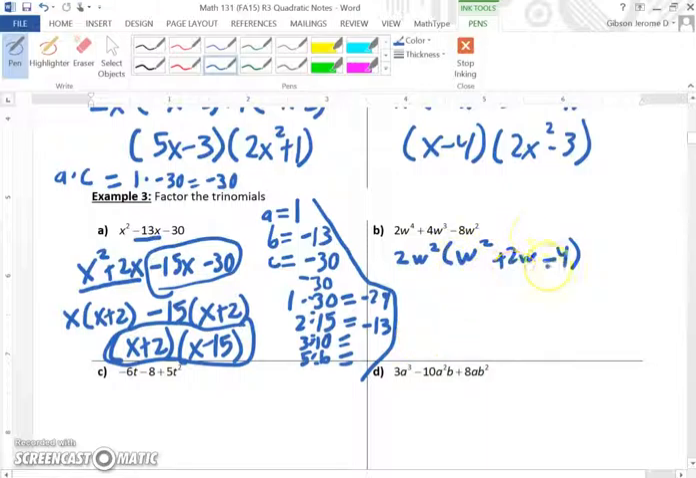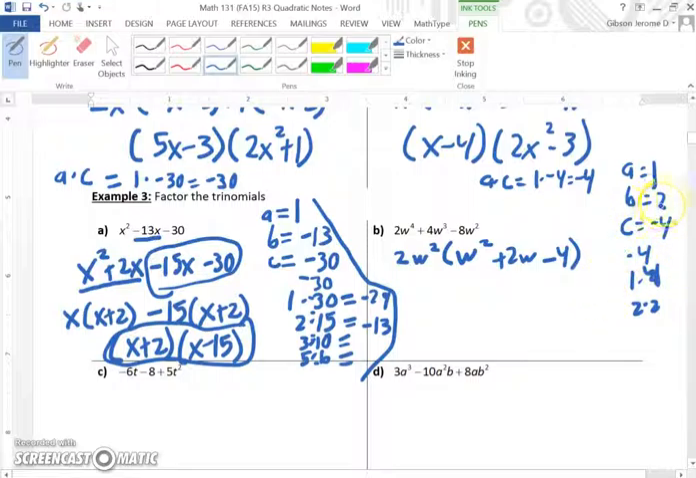Now, what we need to do next is look inside this parenthesis to see if we can factor this. So we will list our A, B, and C. A would be 1, B would be 2, and C would be negative 4. So now we multiply A times C, which would give us 1 times negative 4, which is negative 4. Now we want to take the factors of 4, but we know we're going to make it negative. So it'll be 1 and 4, and 2 and 2.